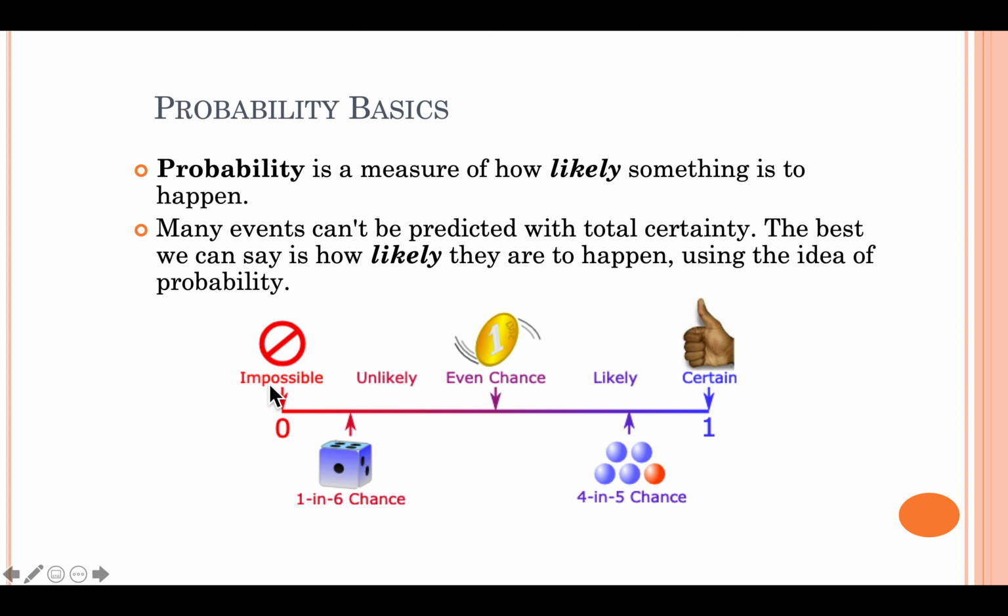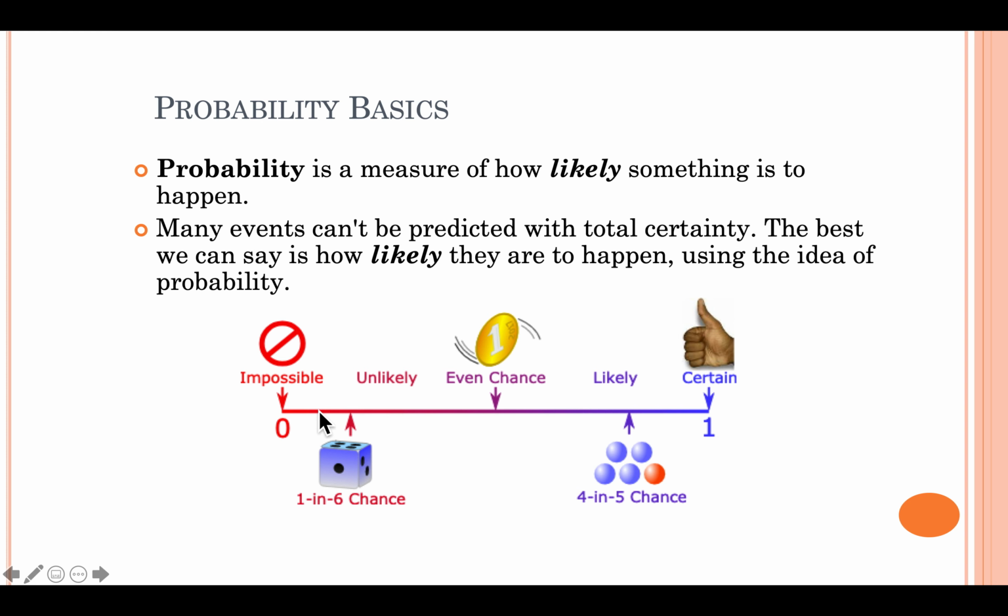The events are impossible events, and an unlikely event, so it could happen but it's not likely to happen. Even chance means it's a 50-50 chance of happening or not happening. Something that's likely is a little bit more likely to happen, and something that is certain will definitely happen. If we take a look under the horizontal line here, an impossible event has a probability measure of 0 because it can't possibly happen.